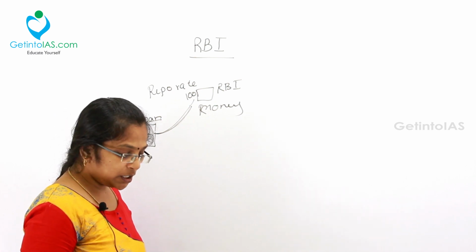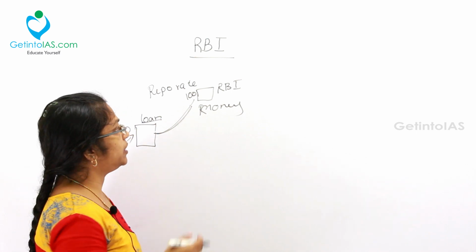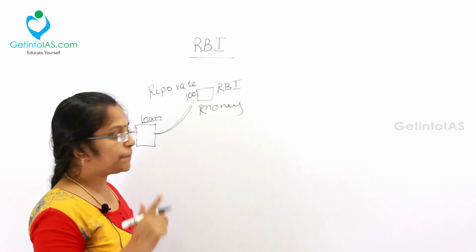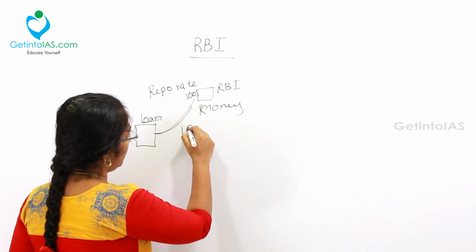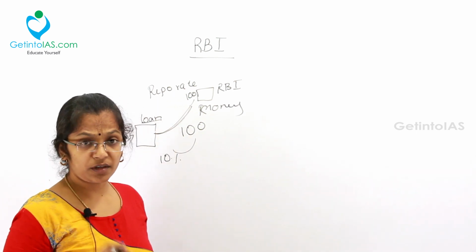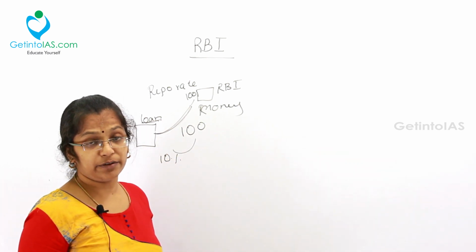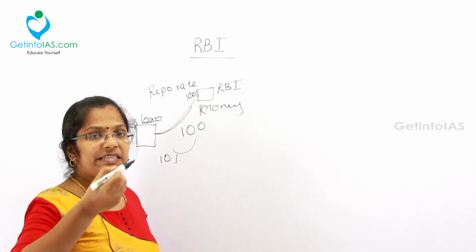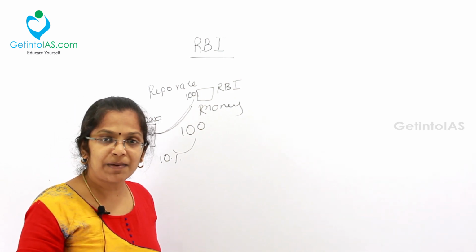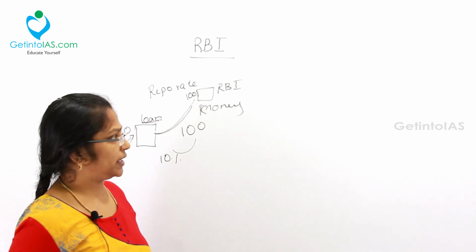100 rupees. During a normal situation, what will the RBI do? Let us assume that there is a 10% interest rate. So it means 100 rupees is given at a 10% interest rate. Now, this bank cannot give the 100 rupees to the customer at the same interest rate. So what will these banks do? These banks will increase the rate of interest.